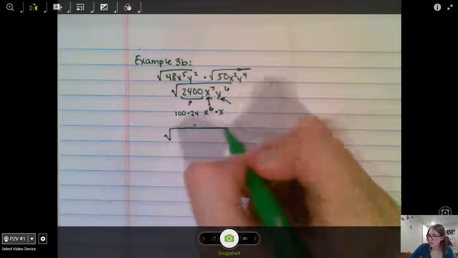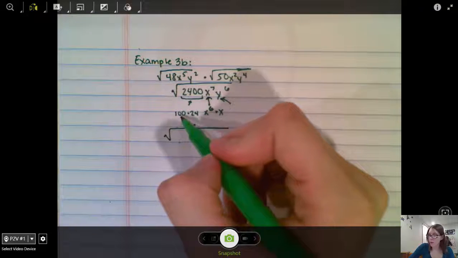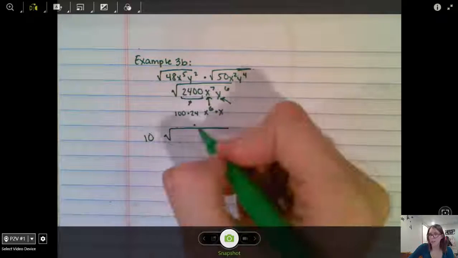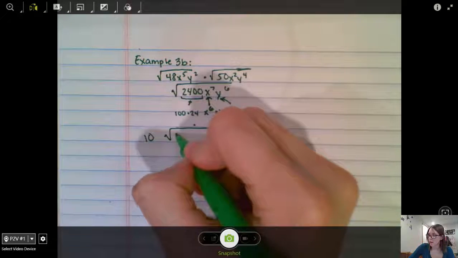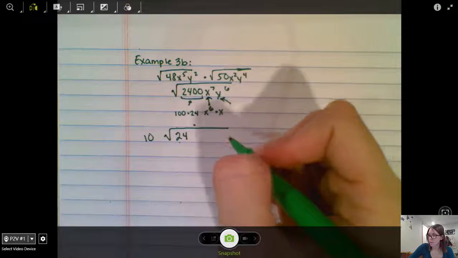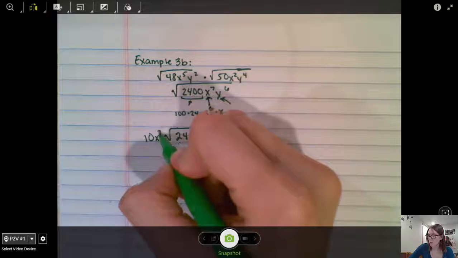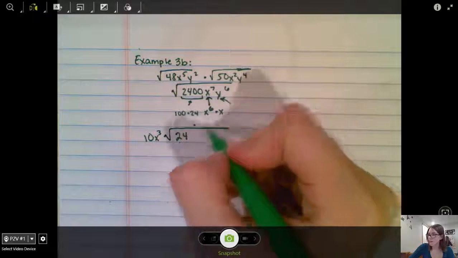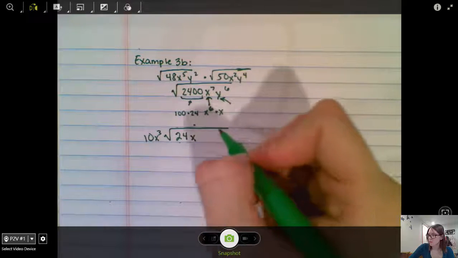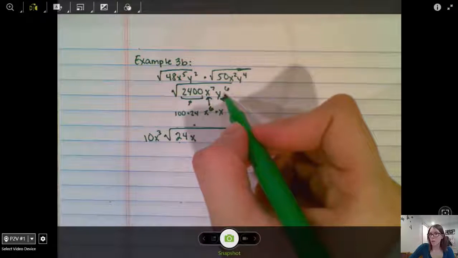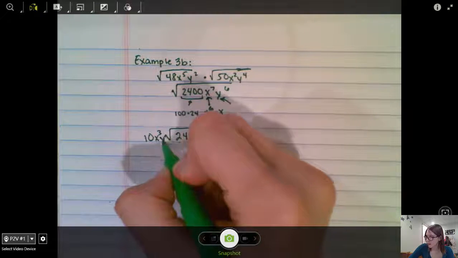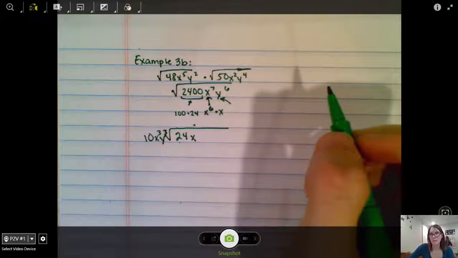Okay. Now let's square root what we can. The square root of 100 is 10. That comes out of our radical. I'd have 24 underneath. The square root of x to the 6th would be x cubed. I have this x underneath still. And then the square root of our y to the 6th is y cubed.